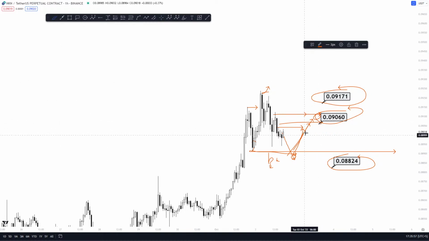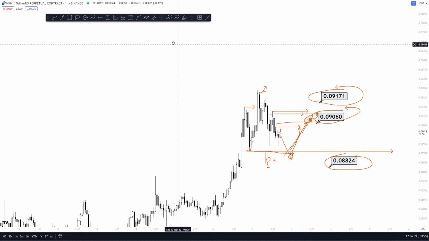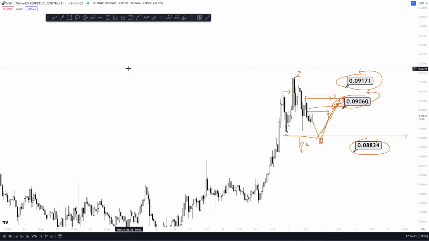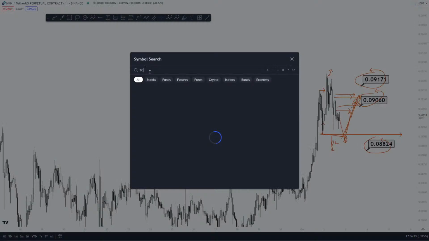Why I'm telling you guys to buy on the retest, buy on the demand zone, sell on the supply zones? It's just because you have to get the high RR. So if you need some high RR, you have to wait, because patience. Okay, yeah. So NKN short.